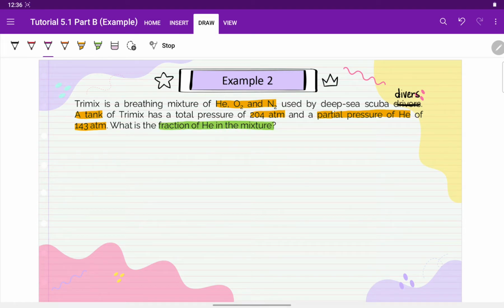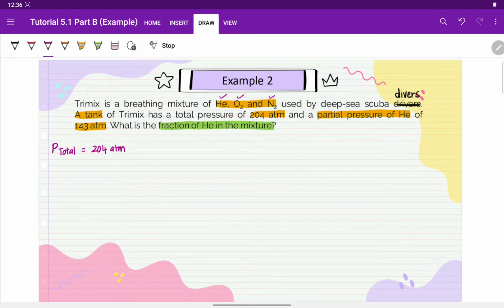Okay, so I bring out again the information that we have here. Okay, so first we know we have helium, oxygen and nitrogen. So, we assume that these gases do not react with each other. If they react with each other, the question will tell us. Okay, so if the question does not mention it like this, it means they are unreacting gases. Okay, now. So, what it tells us is that we have information about P total. Meaning, the pressure of the tank. Okay, total pressure is 204 atm.